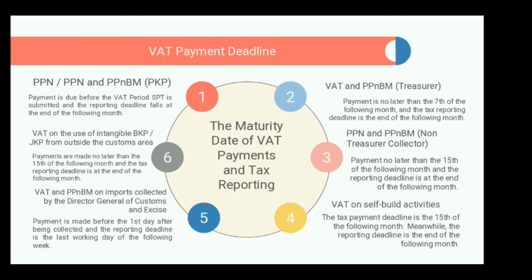Number 3, PPN and PPnBM, non-treasurer collector. Payment no later than the 15th of the following month, and the reporting deadline is at the end of the following month. Number 4, VAT on self-billed activities. The tax payment deadline is the 15th of the following month. Meanwhile, the reporting deadline is the end of the following month. Number 5, VAT and PPnBM on imports collected by the Director General of Customs and Excise. Payment is made before the first day after being collected, and the reporting deadline is the last working day of the following week.